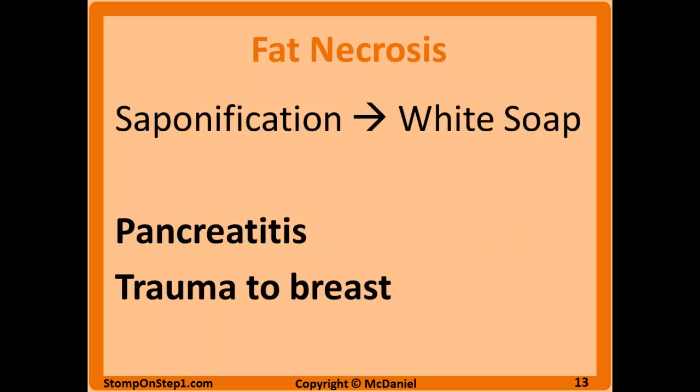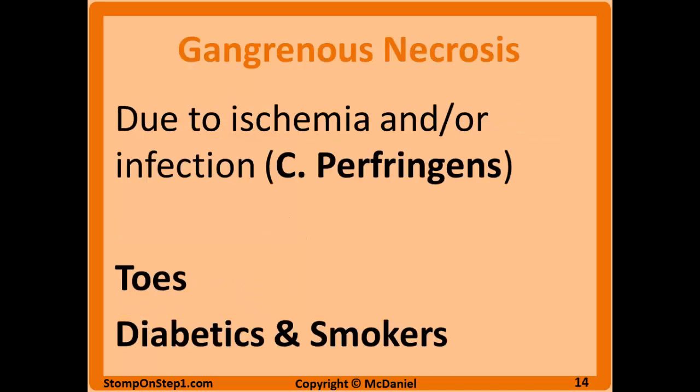Fat necrosis is a type of saponification, which is the process of making soaps. You are going to have a mixture of the calcium from the necrotic cells that's spilling out its cell contents with the fat from the surrounding tissue, which is going to cause a white, chalky, soap-like formation. And this is most often seen in Step 1 questions in pancreatitis, because there's going to be peripancreatic fat, and trauma to the breast.